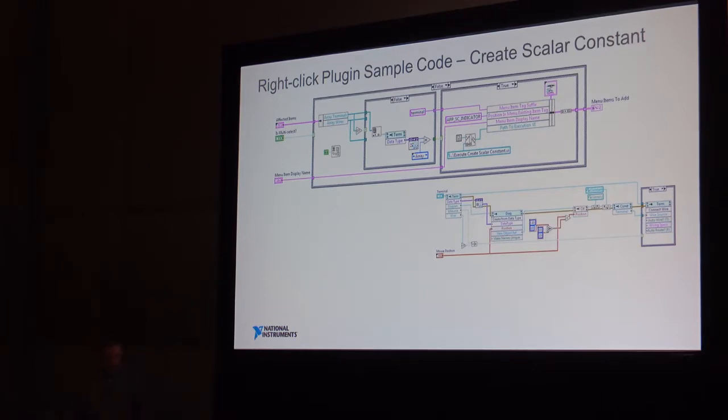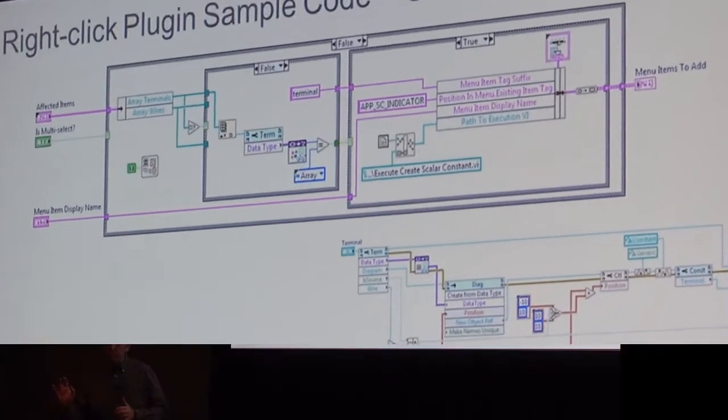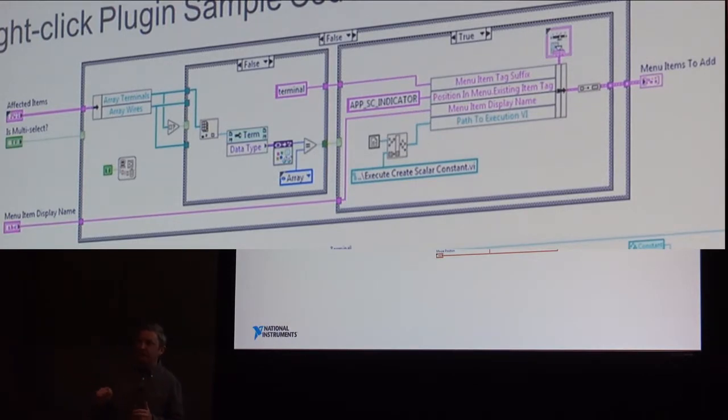All right, so here's some more sample code. This is a right-click plugin where you can right-click on an array terminal and create a scalar constant. Christian wanted this back in the day. I know, you posted the thing on the Idea Exchange, I remember that. So let's say you have an add primitive and it's got an array wired to the top input. Well, if you right-click and do create constant on the bottom input, you're going to get an array constant. What if you wanted a scalar constant? This is a right-click plugin that does this.